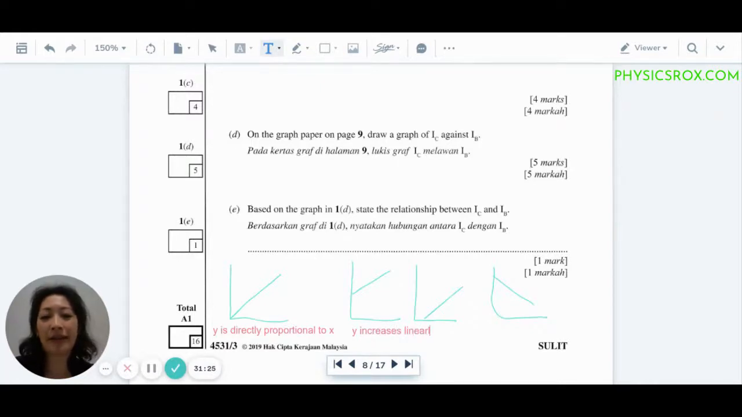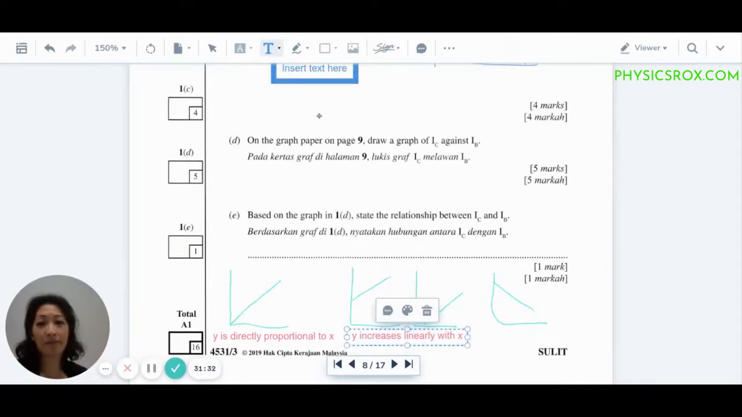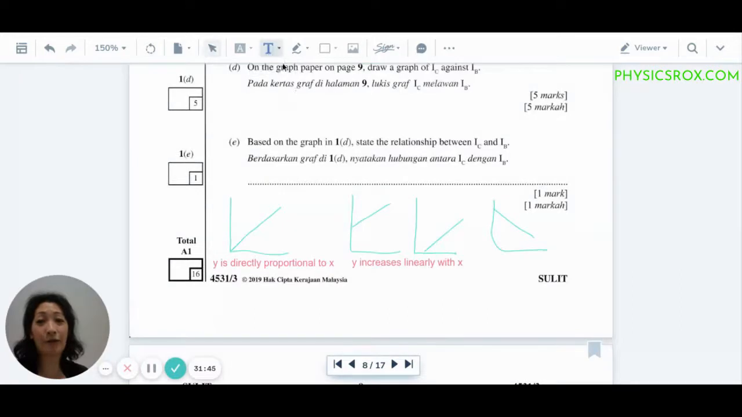Okay, y increases linearly with x. So of course, again, change the y and x to match the variables in this particular question. Okay, I'm trying to delete it, I swear. Sorry guys, next video will be a lot better. I promise. And then y, okay, now it's blue. Y decreases linearly with x.